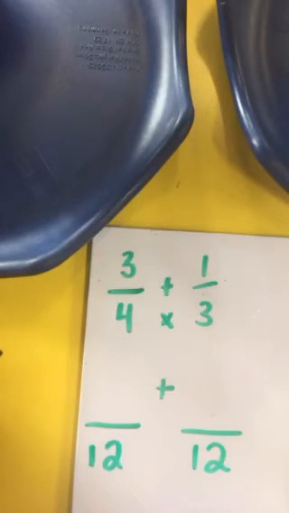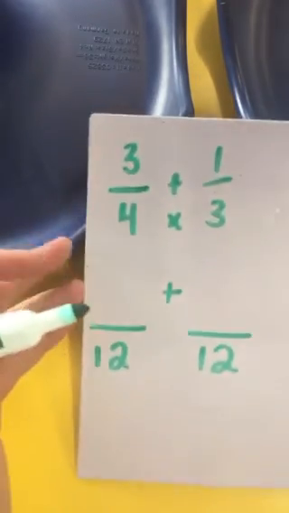Both denominators fit into 36. Both denominators fit into 72. Both denominators fit into 144. But the lowest number is 12.